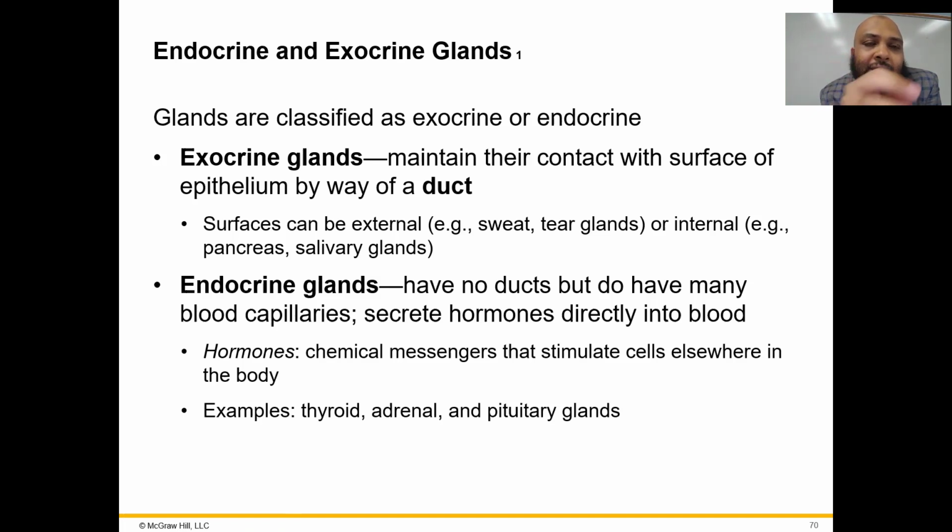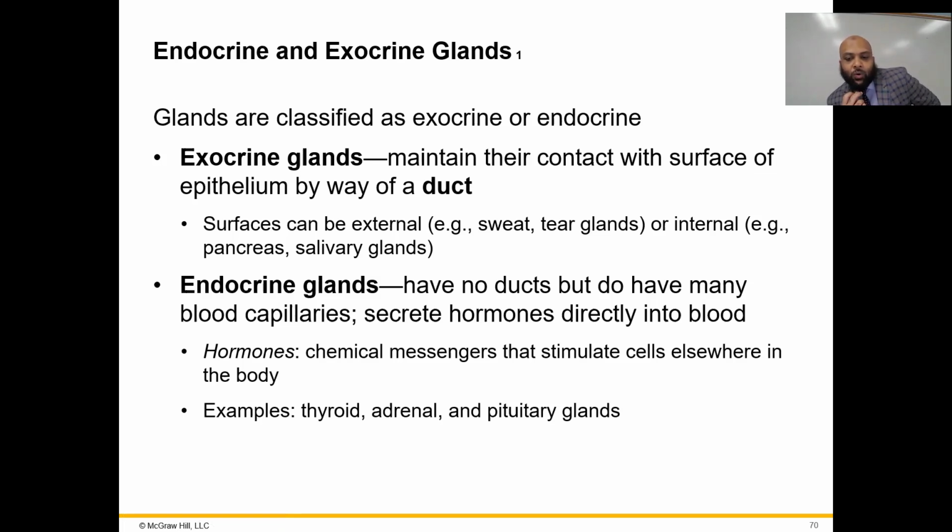these enzymes break down the food that's in the digestive system. It does not secrete them into the blood. It secretes them into the duct. So exocrine glands maintain their contact with the surface of the epithelium by way of a duct. Surfaces can be external, like the sweat and tear glands, or internal, like the pancreas. These are salivary glands. The endocrine glands have no ducts, but have many blood capillaries.